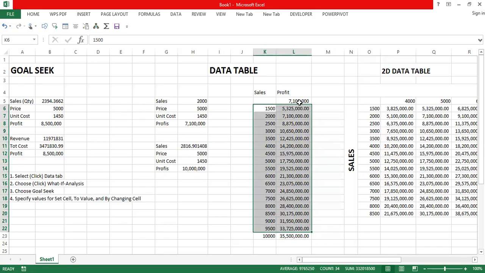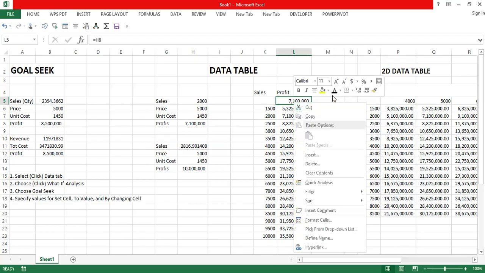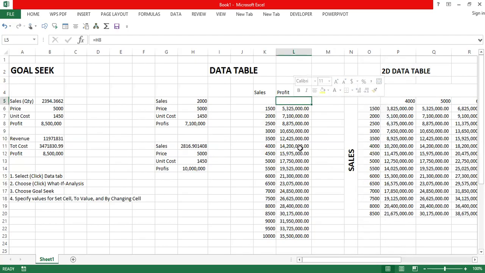Now, this one is not part of the table as such. This just aided the data table in carrying out the computation. So if you don't want it to be visible, you can change its color, maybe to white. Just change the font color to white. White on white will not show. So this is how to do a data table.